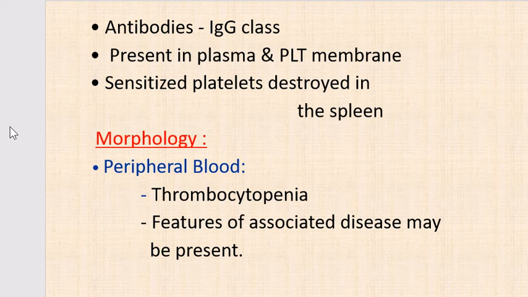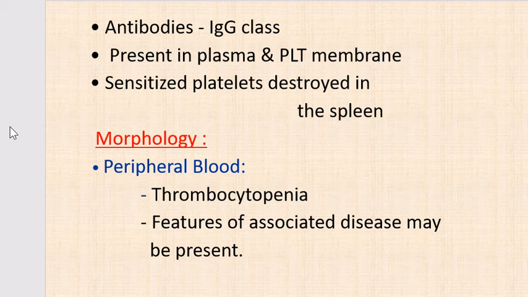I repeat it again, that is autoantibodies are formed against 2b3a complex of platelet membrane, and antigen antibody reaction takes place, and sensitized platelets, that is platelets which are coated with these antigen antibody complexes, are caught up in the spleen and destroyed there.